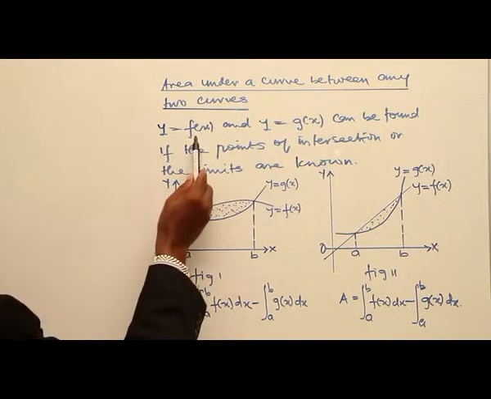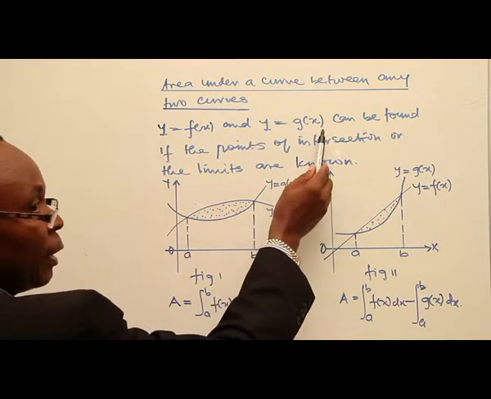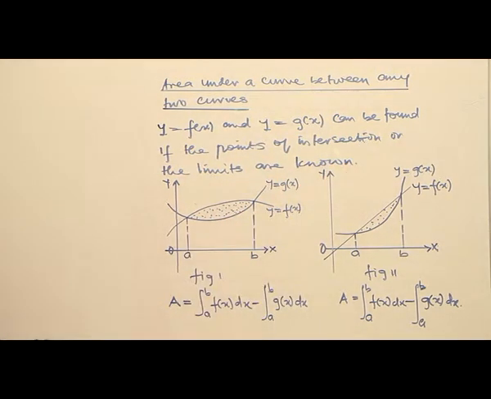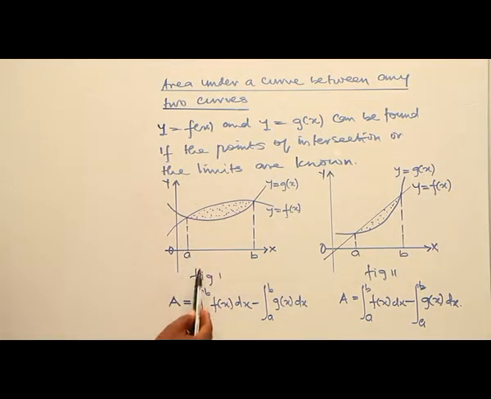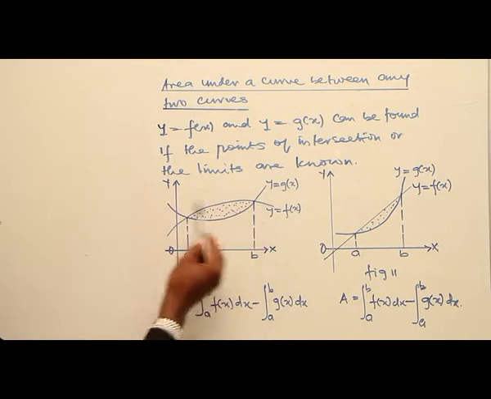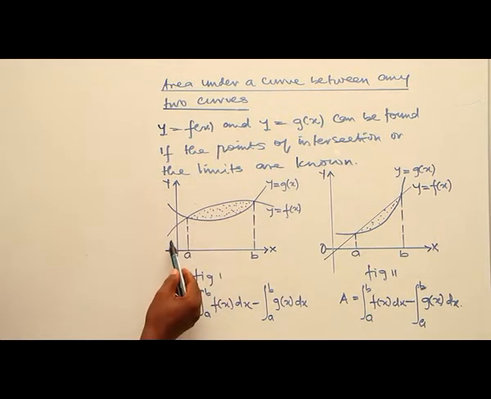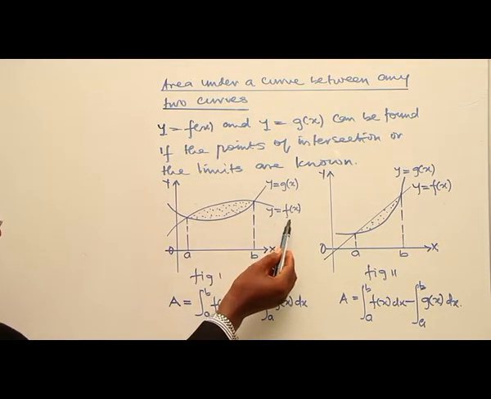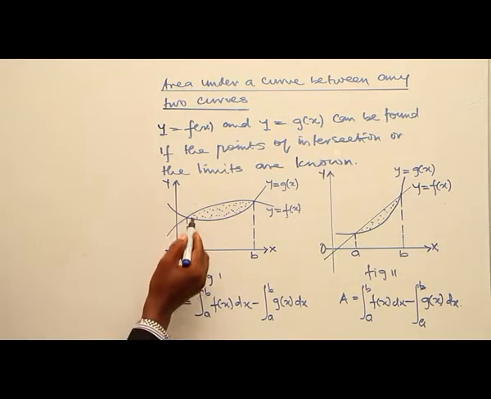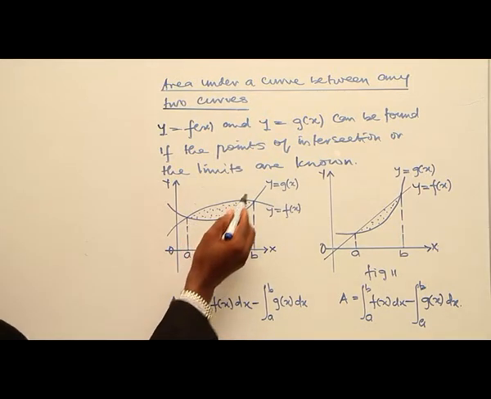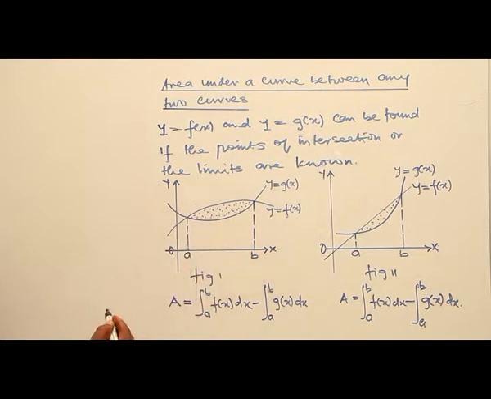Here we have y equal to f of s and y equal to g of s can be found if the points of intersection or the limits are known. Okay, here is a diagram describing a situation explained above. This is the first figure where we have two curves. One is y equal to f of s and the other one is y equal to g of s. And then we have the shaded part of the intersection of the curves.